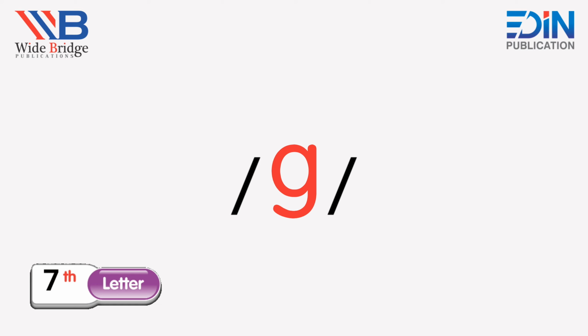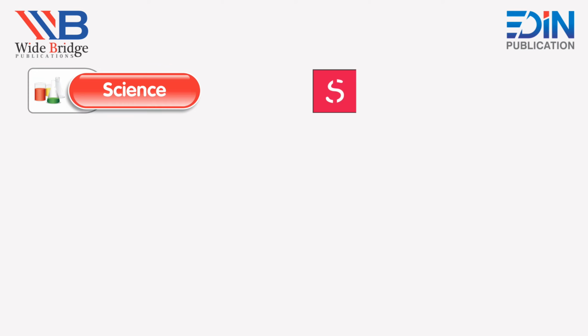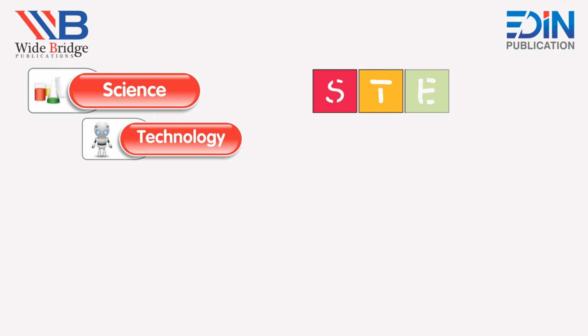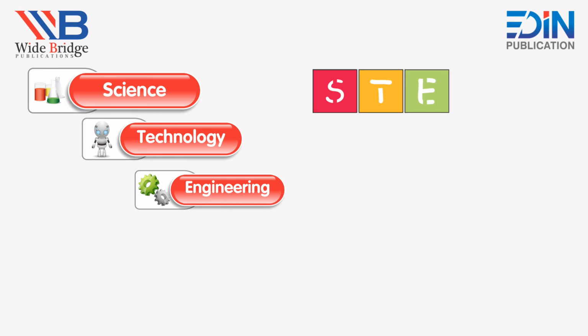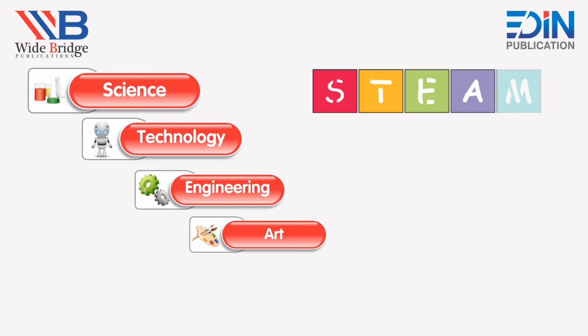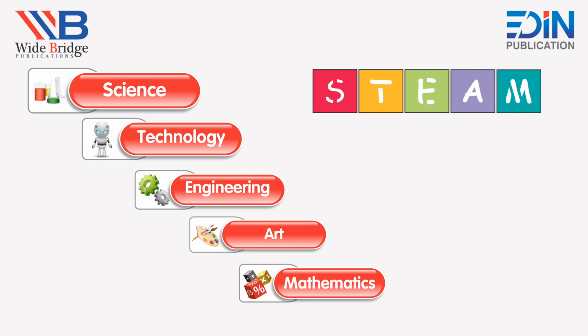Kids, today we will do 5 interesting things. Number 1, science. Number 2, technology. Number 3, engineering. Number 4, art. And number 5, mathematics. Now let's see.